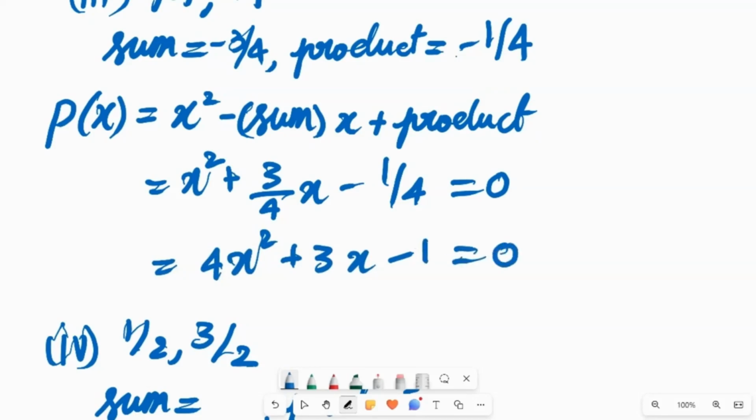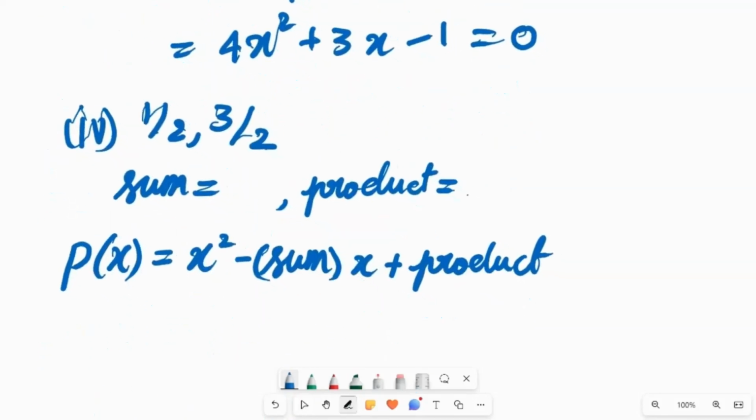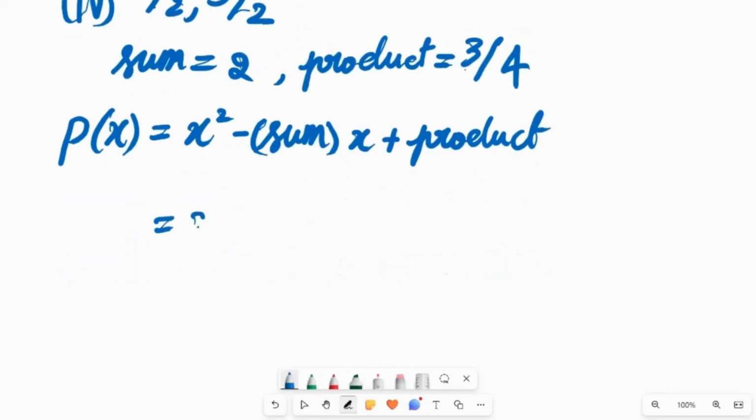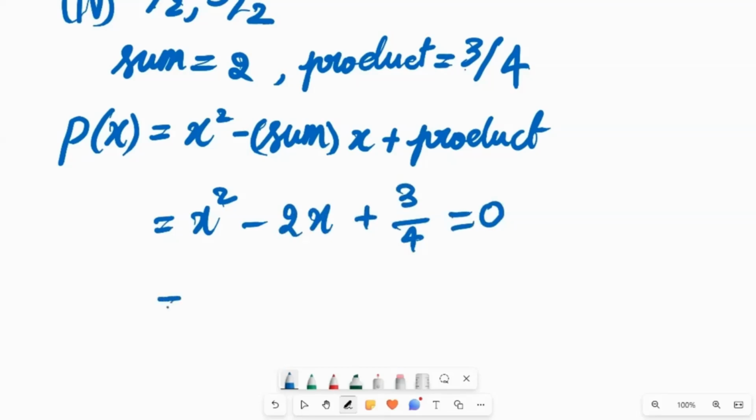Next, last one we have 1 by 2 and 3 by 2. So sum would be 1 plus 3 by 2, which is 4 by 2, which is equal to 2. And product would be equal to 1 into 3 is 3 and 2 into 2 is 4. So product would be 3 by 4. So if I substitute it, I would get x² minus 2x plus 3 by 4 is equal to 0. And if I multiply by 4, I would get 4x² minus 8x plus 3 is equal to 0.